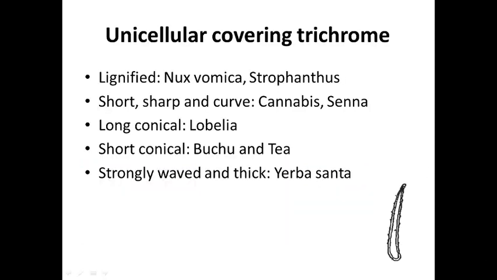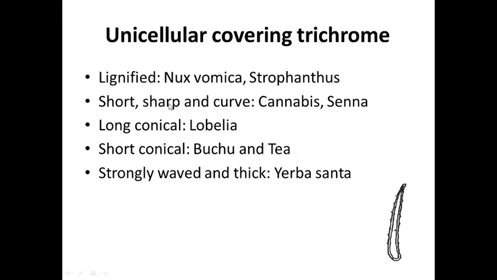Just see the unicellular covering trichomes. These unicellular covering trichomes contain a single cell, and generally these are elongated, sharp covering trichomes. So here you can see in the diagram, these are the single cell containing trichomes, elongated and sharp. So first type is lignified unicellular covering trichomes. These lignified trichomes contain lignin in the trichomes. So examples are Nux vomica and Strophanthus. These are the two different plants.